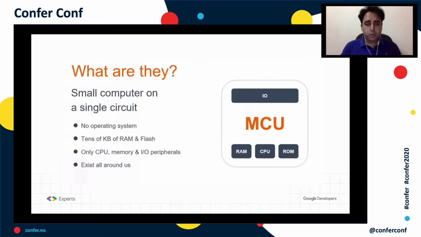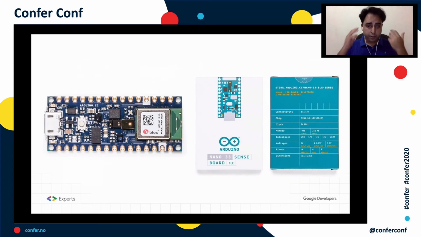These microcontrollers, or MCU in short, are very tiny computing devices. They don't have any operating system, they have only tens of KB of RAM, they only have CPU and memory and IO peripherals, and they exist all around us. And one of the finest examples of an MCU is the Arduino device. If you are already familiar with Arduino, then you can see that this Arduino board is an example of an MCU, and in particular this board is called the Arduino Nano 33 BLE. It has features such as a gyroscope, an accelerometer, and a digital microphone that can be used to record sound.